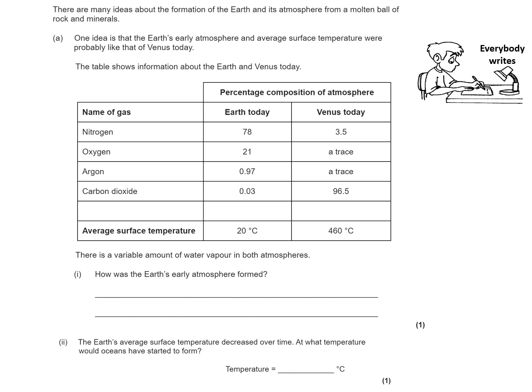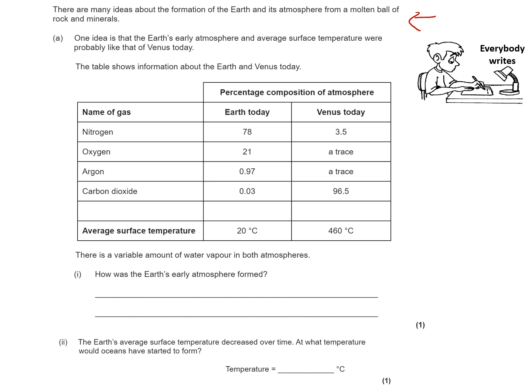We've got lots of information on the atmosphere in the Earth today and the atmosphere in Venus. So the question, we've got to remember to read above the actual question and the information. There are many ideas about the formation of the Earth and its atmosphere from a molten ball of rock and minerals. One idea is that the Earth's early atmosphere and average surface temperature were probably like that of Venus today. And then we've got the table with the information. There is a variable amount of water vapor in both atmospheres.